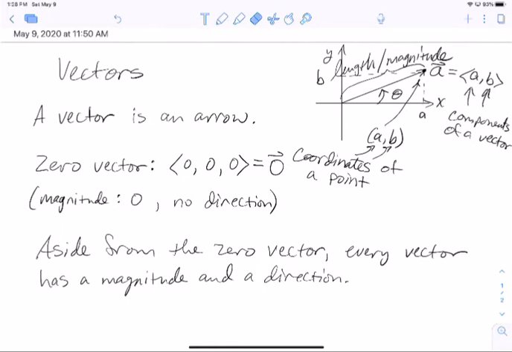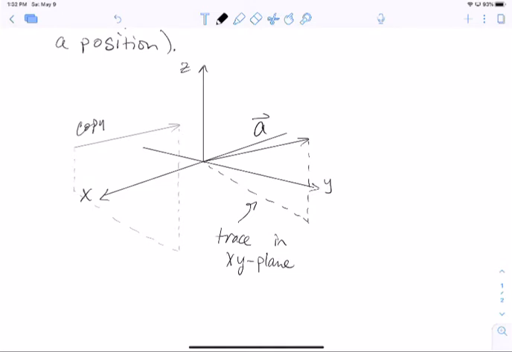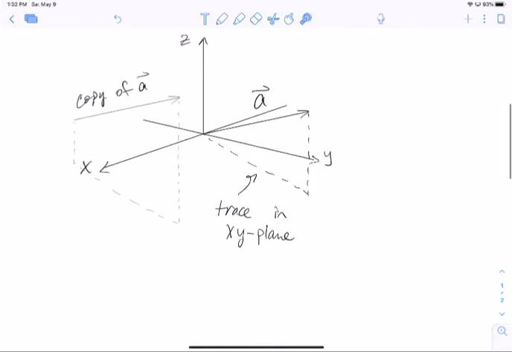Now, I kind of ended this sentence here saying every vector has magnitude and direction, but I actually wasn't done yet. They do have a magnitude and direction, but not a position. And I will show you what I mean by that. Suppose I have here a vector a that starts at the origin and points out above the first quadrant, and I've shown you what is called the trace in the xy plane. And then I have this other vector which has the same length as a and points in the same direction as a, but has a different starting point. This would simply be a copy of a. For all intents and purposes, they are the same vector.